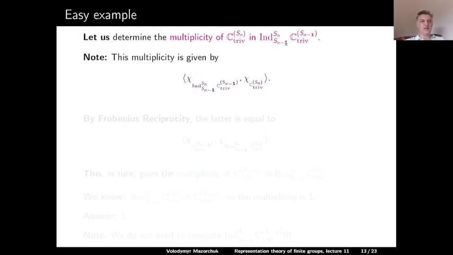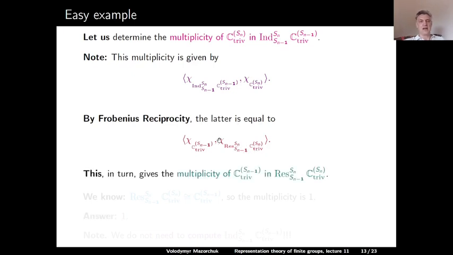By what we have discussed, this multiplicity is given by the scalar product of the character of this induced module with the character of the trivial S_n module. Using Frobenius reciprocity, this scalar product is equal to the scalar product of the character of the trivial S_{n-1} module with the character of the restriction from S_n to S_{n-1} of the trivial S_n module. And the latter is, of course, the multiplicity of the trivial S_{n-1} module in the restriction from S_n to S_{n-1} of the trivial S_n module. But we know that trivial modules restrict to trivial modules, so that multiplicity is 1.